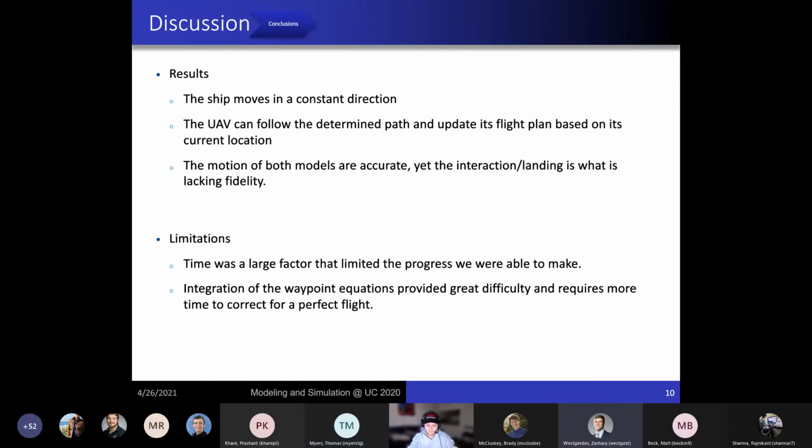Yeah, so there were our results. We got the ship to move, and the ship was moving in one direction, and we also got the UAV to be able to follow that and change its flight path according to the movement of the ship. We are just a little bit short in putting it all together because of time constraints, much like many of the other groups. That brings us into limitations.